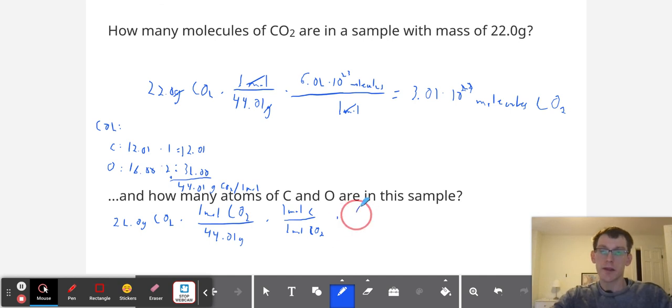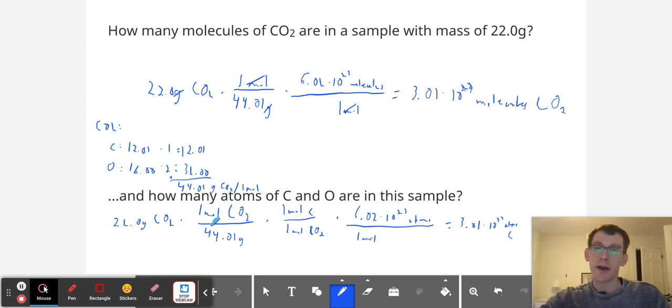So from here, I can say that there are 6.02 times 10 to the 23rd atoms for every 1 mole. And this brings us to 3.01 times 10 to the 23rd atoms of carbon. So that would be the number of atoms in 22.0 grams of carbon dioxide. And notice that they're the same number of atoms of carbon as there are molecules of carbon dioxide. That's because there's 1 atom of carbon for every molecule of carbon dioxide. And this is something that I did out rather rigorously here, but you could almost intuitively take it from this point.